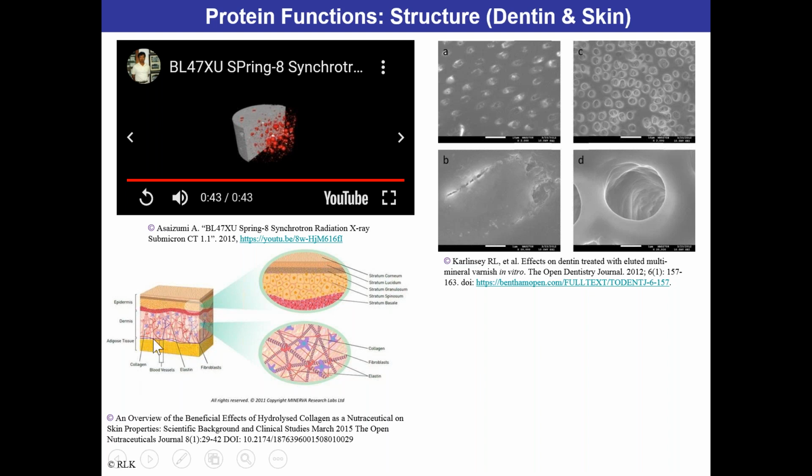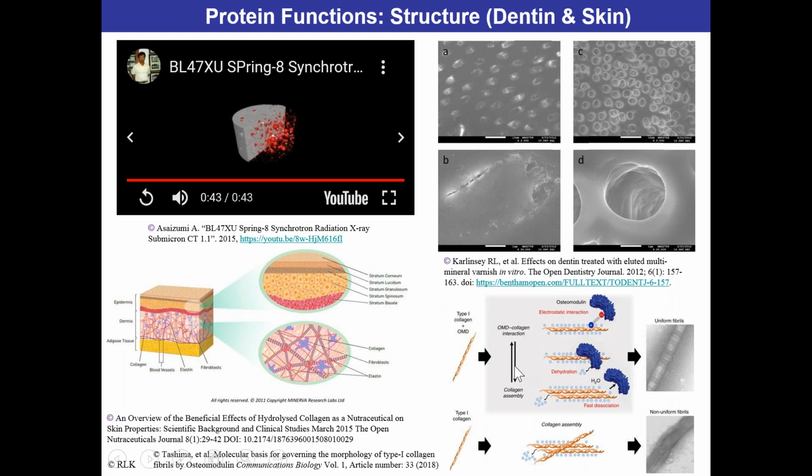You have the dermis, and then you have the adipose tissue, which is underneath. So you have all of these different layers. Obviously, in the adipose tissue, you're going to get a higher content of fat, but the dermis and the epidermis are definitely made up of proteins. And you could even take a closer look at all this stuff.